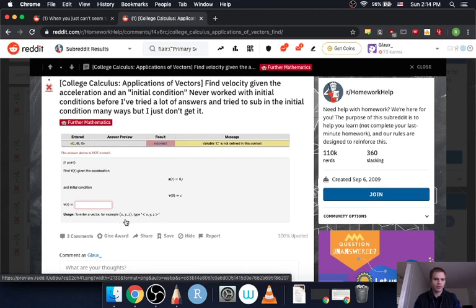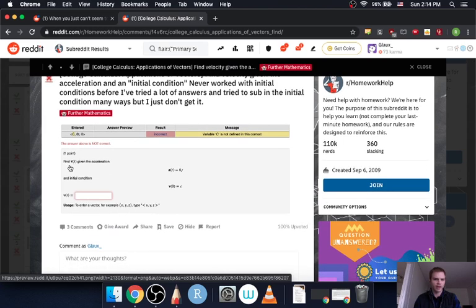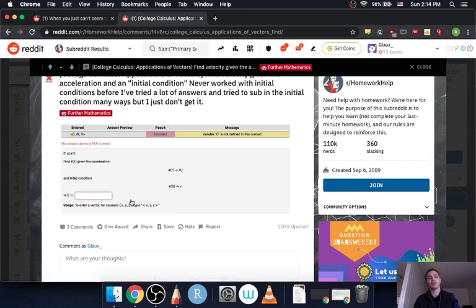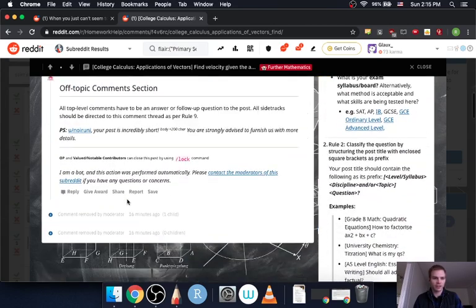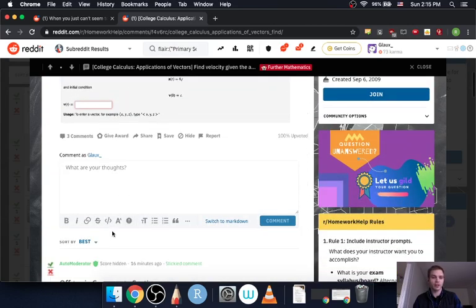All right, so entered was not defined in this context. So find velocity given the acceleration. Okay. Oh, and the initial condition. All right. Oh, they put C in. Oh, you're so close. Does anyone answer? No answers yet.